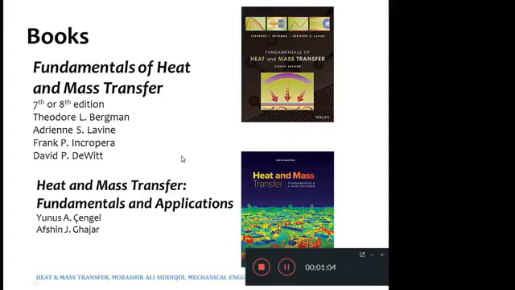The reference book that you might need to refer many times is Heat and Mass Transfer: Fundamentals and Applications, written by these two authors, Yunus Cengel and Afshin Ghajar. This is a book which you would like to refer to various times because it has a lot of detailed information. But the textbook that we would be using in this course is the one on top, Fundamentals of Heat and Mass Transfer by Incropera and Dewitt.